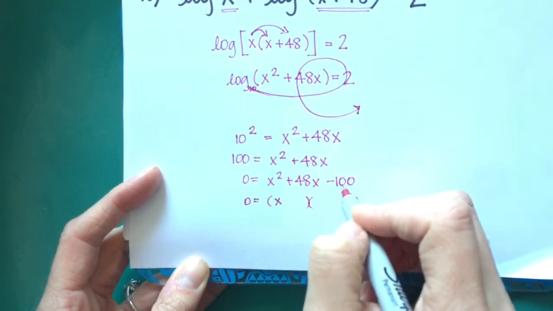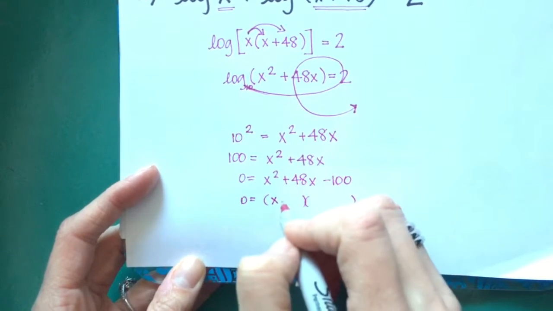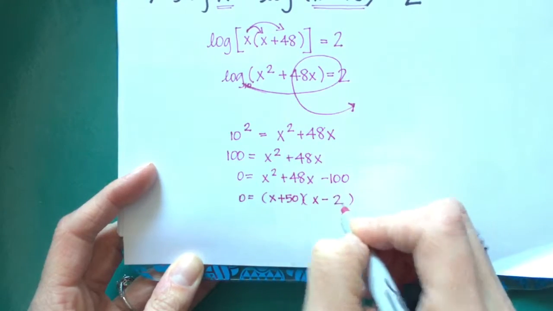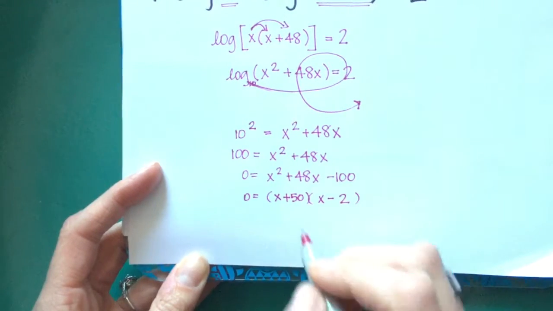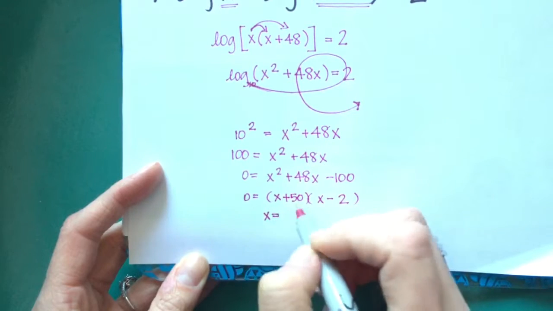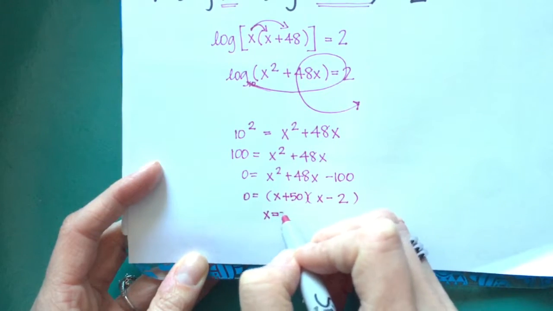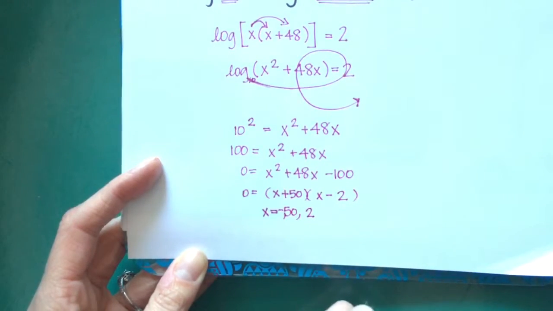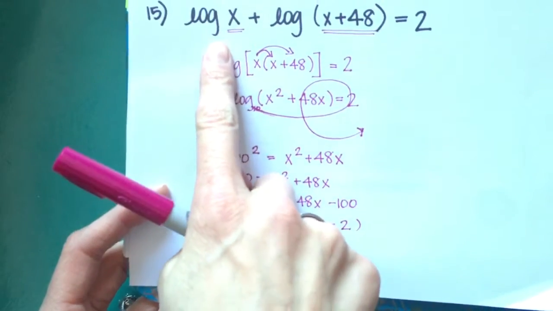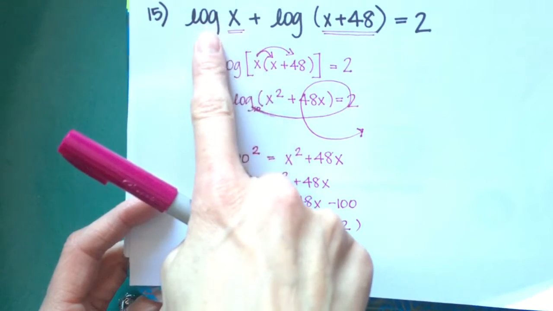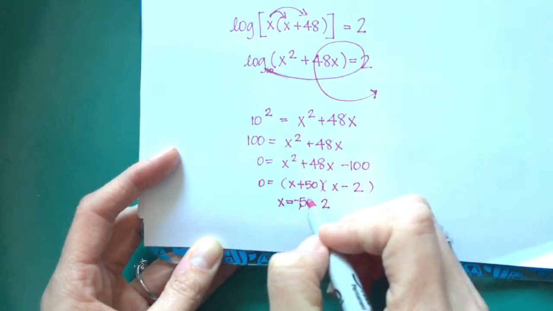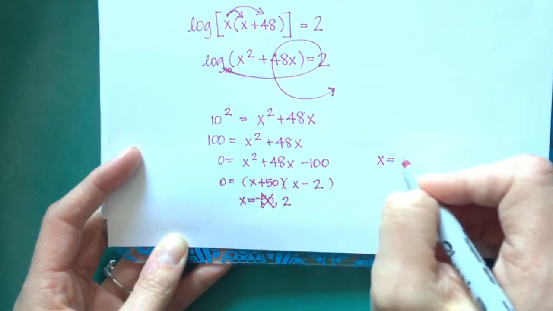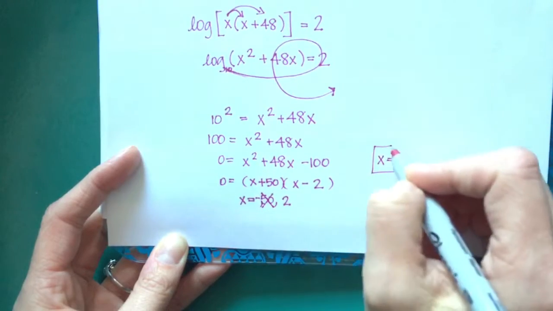So 2 numbers that multiply to negative 100 and add to 48 are 50 and negative 2. If those are the factors, then the solutions are negative 50 and positive 2. But we talked about how you can't take the log of a negative number, and it's log of x up here. If x is negative 50, you can't take the log of a negative number. So that solution is out, and you are left with x equals 2.